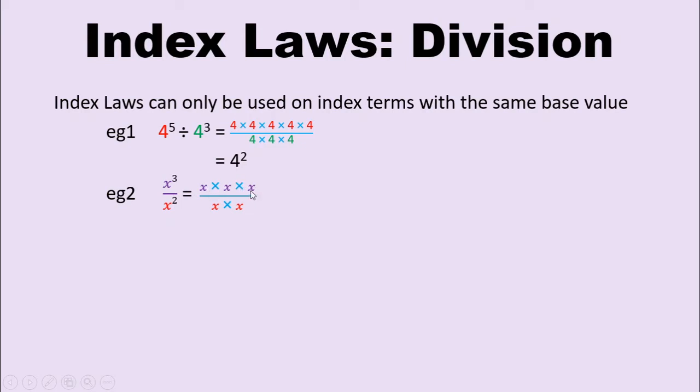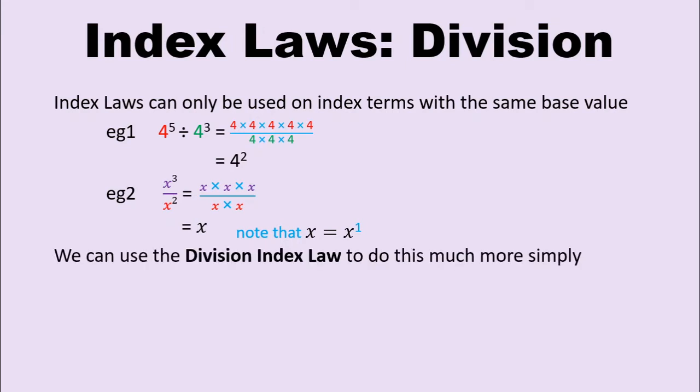If I got rid of two of the x's on the top by that division, I would be left with a single x on the top. If I got rid of those two x's on the bottom by dividing, I would be left with 1 on the bottom. When you divide a value by itself, it leaves you with a value of 1. So this would leave me with x over 1, which is simply x. Any value divided by 1 is simply that value itself. Note one thing, that x is the same thing as x to the power of 1. To explain that, let's have a look at the division law.